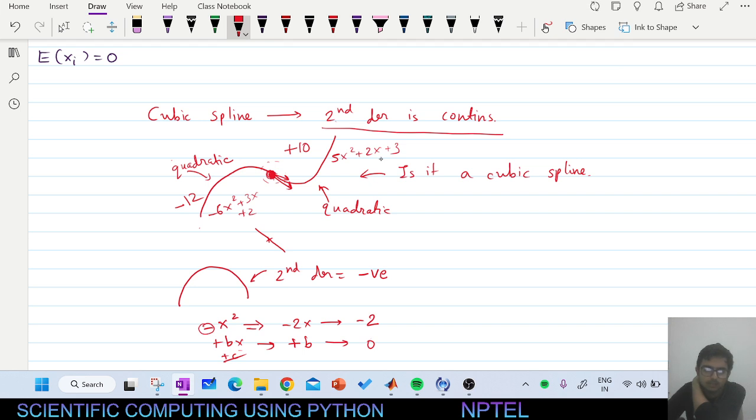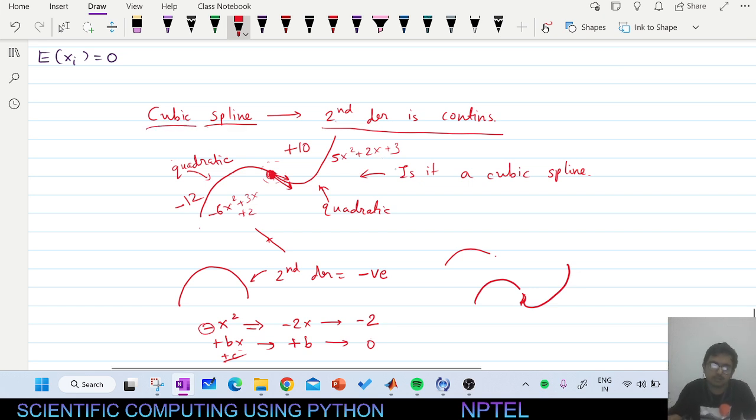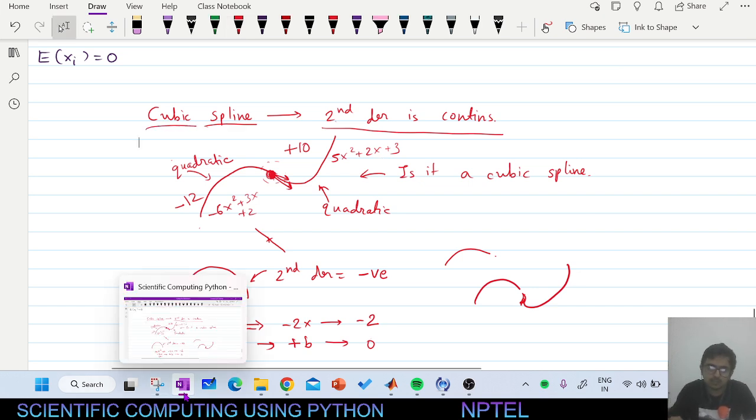So what we mean is that curvature should be continuous. So if it is going downwards, it has to start by going downwards and then it can go upwards. Okay, this is something you cannot see with the naked eye, but this is the concept. So it may look smooth, but it need not be a cubic spline. Okay, now does that answer your question?